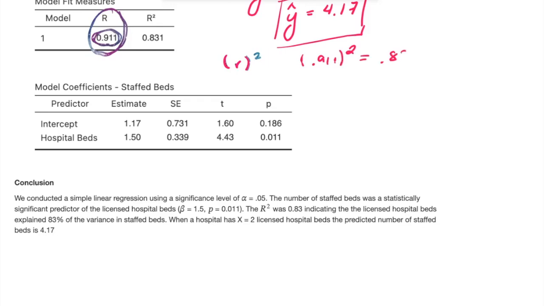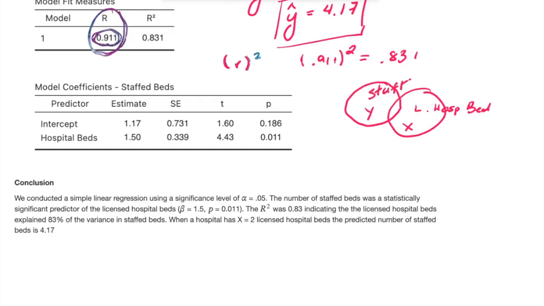squared, which is 0.83. So what we're doing in regression is we have a y and we have an x, and x is the number of licensed hospital beds. Well, y is going to be the number of staffed beds. And we're trying to predict that. So 83%, like we would multiply this by 100, 83% of the variability in y in the staffed beds is explained by the number of licensed hospital beds.